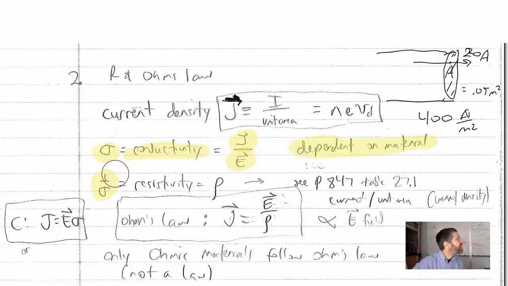The way I like to look at it, though, is in terms of resistivity. 1 over the conductivity is resistivity. We use the symbol rho for that. Different materials have different resistivities. It is the inverse of conductivity. Which has higher resistivity, copper or wood? Wood does.